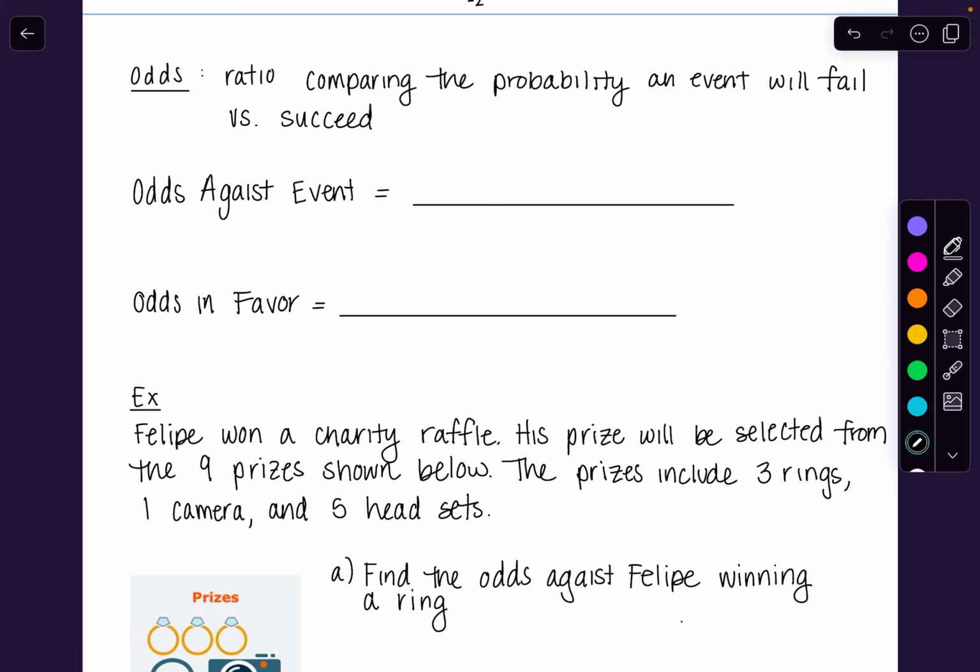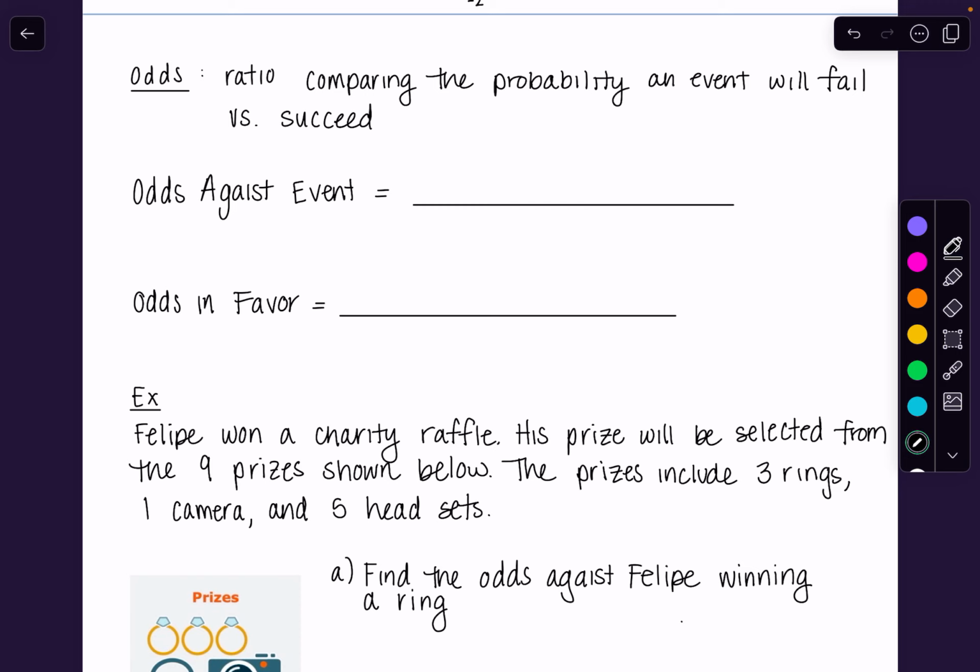So what the odds do is it's really comparing 2 different probabilities. When I have a race occurring, the horse is going to win or it's going to lose. There's no in between. One event will occur. So it fails or it succeeds. So we have 2 types of odds, the odds against an event occurring, and then we also have the odds in favor. And all you're doing is comparing these 2 probabilities.